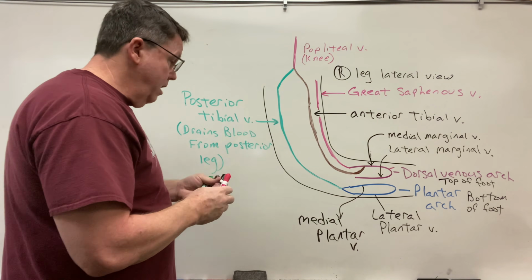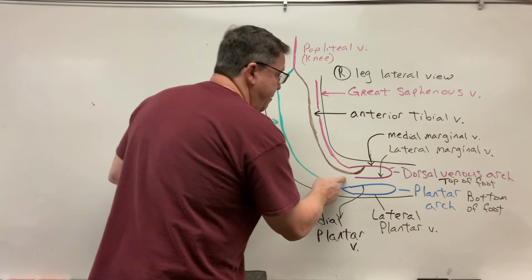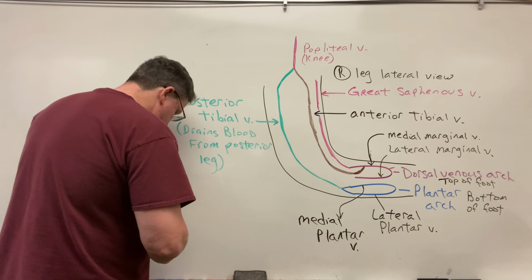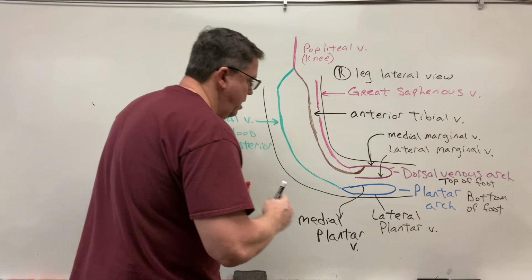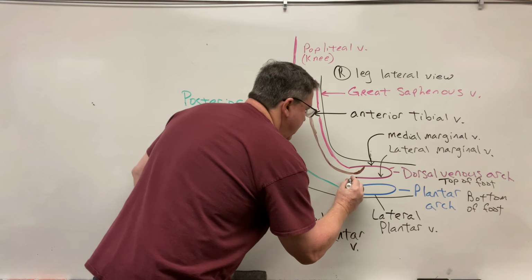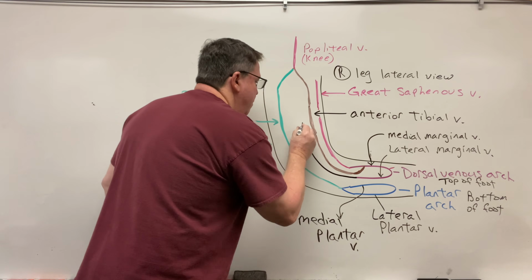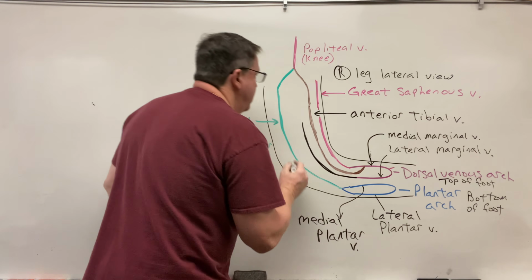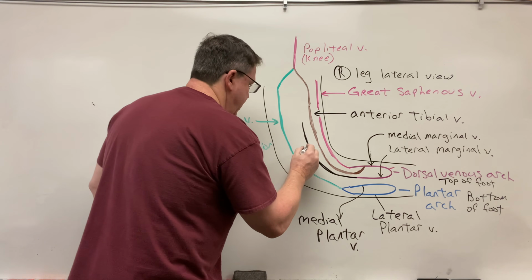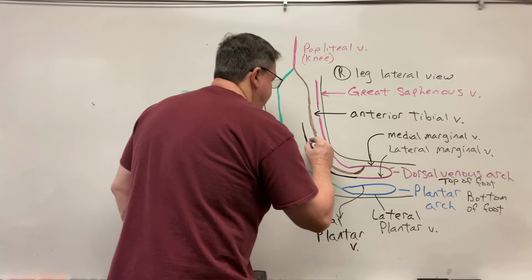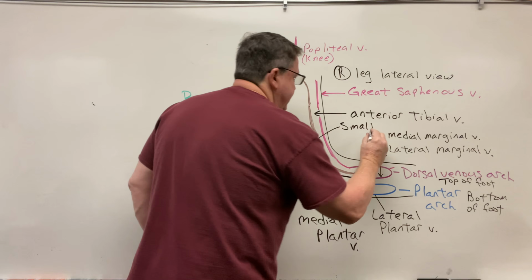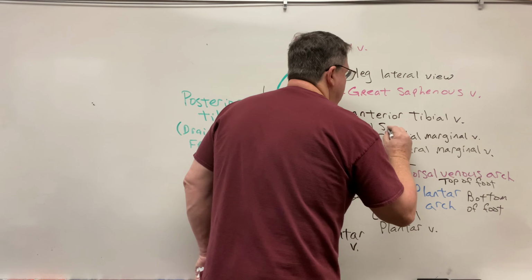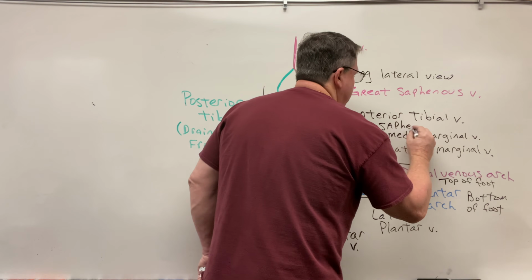And then on this side, if you notice, I have my lateral marginal vein. So with my lateral marginal vein, I am going to get my small saphenous vein. So we're just going to write this like this, and this would be my small saphenous vein. What a mess this is. It'll make more sense in a minute. So this is my small saphenous vein.